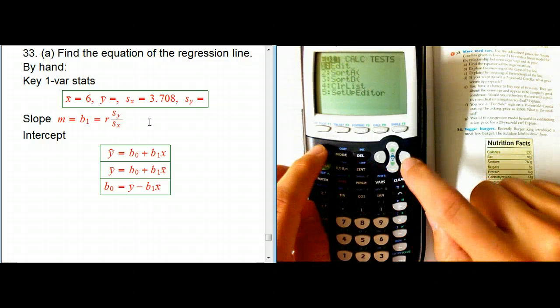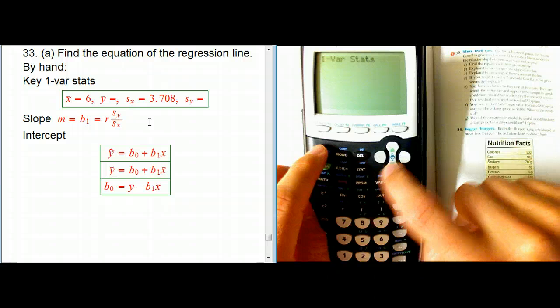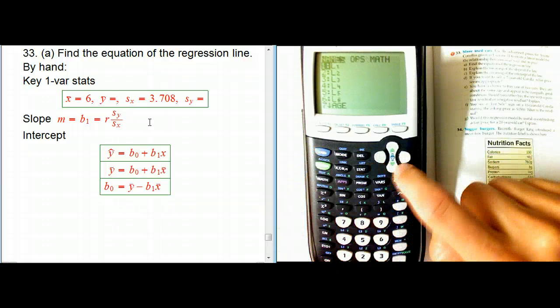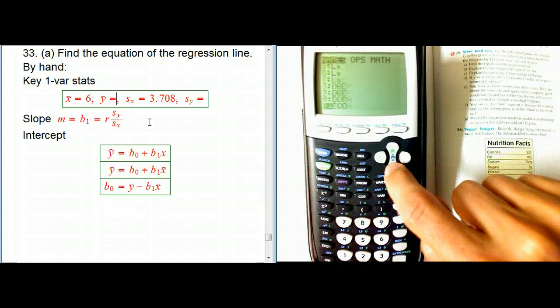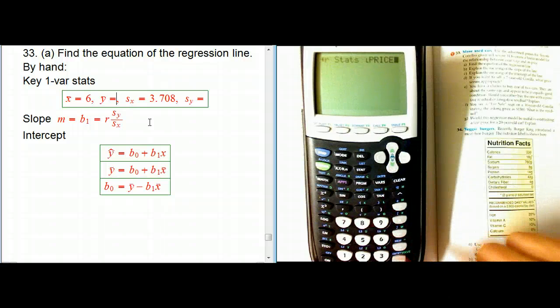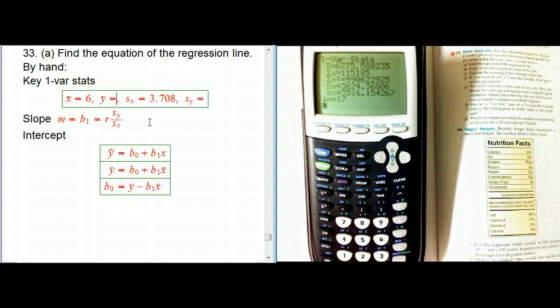Let's go Stat, Calc, 1-Var Stats, and I'm going to do the second list, and then go down, somewhere down here is price. Now we get the mean price, 6775.6, let's say. And the standard deviation of the price is 3624.4. That allows us to calculate the linear model.